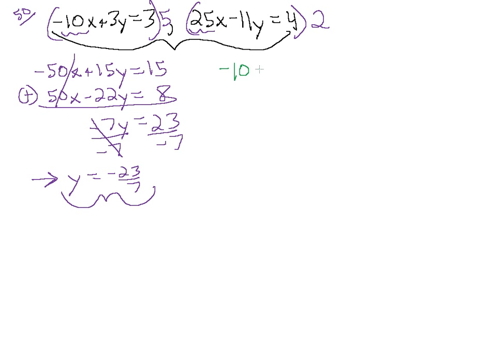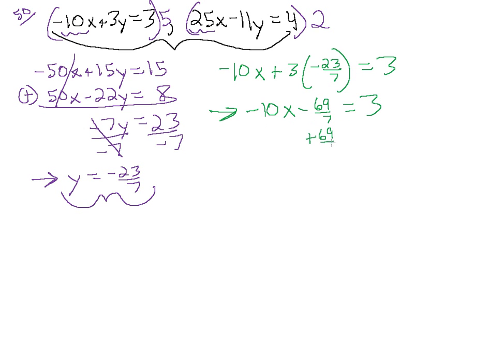We have minus 10x, which is what we want to solve for, plus 3 times minus 23 over 7, and that equals 3. All right, let's work this out. So we have minus 10x. Positive and negative will give us a negative. 3 times 23 is 69 over 7 equals 3. We want to move all the junk to the right, variable on the left. So let's add 69 over 7 to both sides.